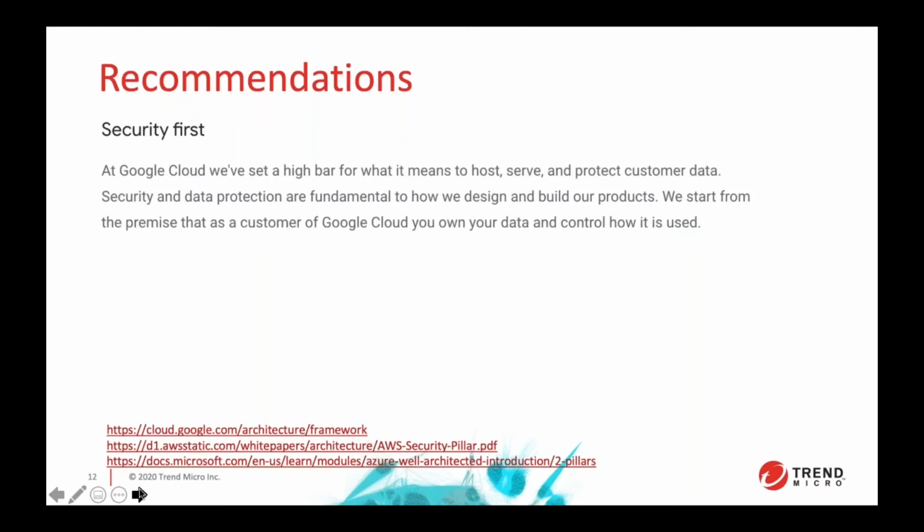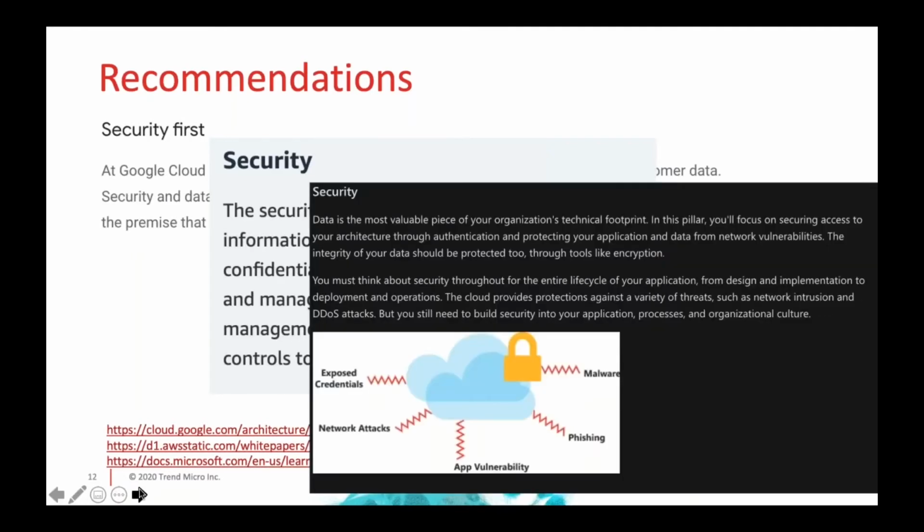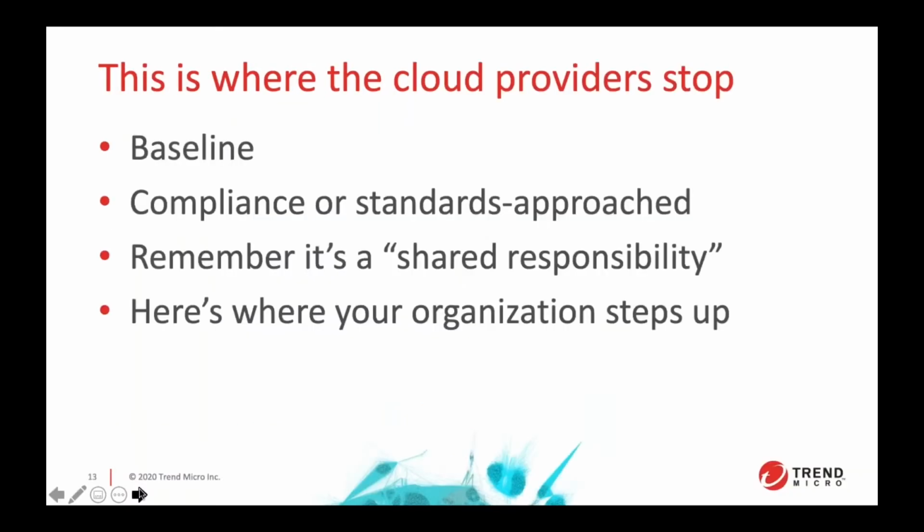Google's a great one that's security-first focused. Azure has a security pillar that's part of their well-architected framework. AWS also has a security pillar that's part of its well-architected framework. So they go through and tell you, hey, here's what you need to do. Here's how you need to be secure. Here's the baseline. That's where they stop. Okay? Where do we pick up?